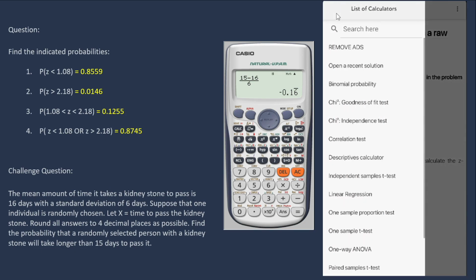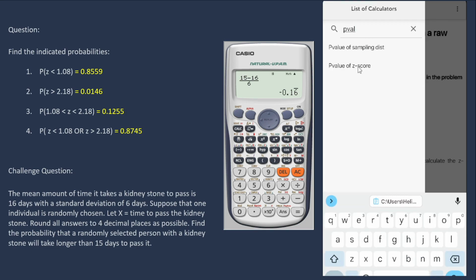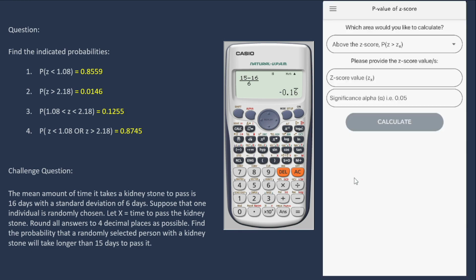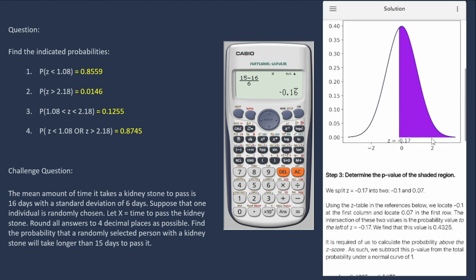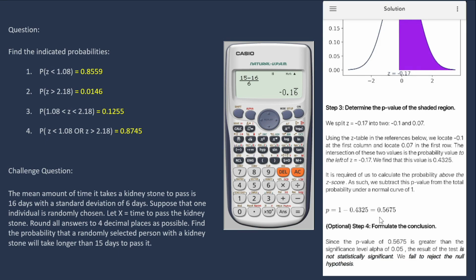So we go back to the calculator. So we have the p-value of a z-score. And since we are told that it will take longer than 15 days to pass it, we will try to calculate the probability above the z-score. So it will be greater than the z-score value of negative 0.17. So we now calculate, we have the following answer. A randomly selected person with a kidney stone will take longer than 15 days to pass it with probability 0.5675.